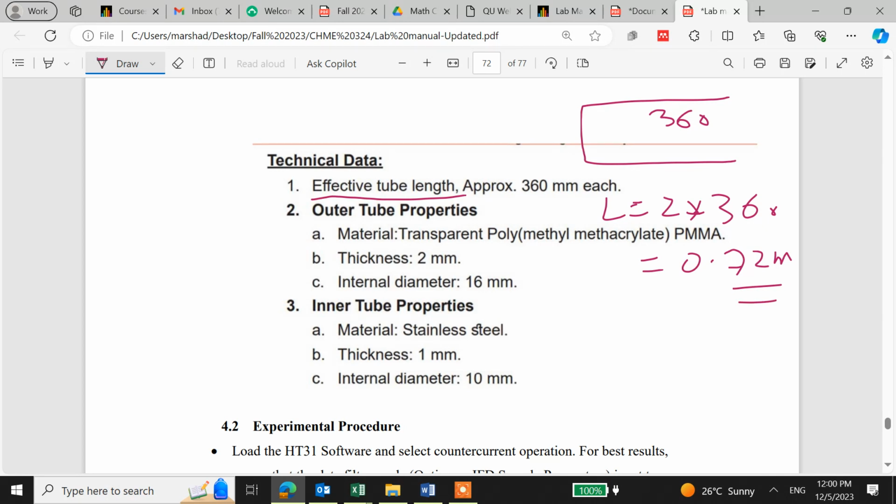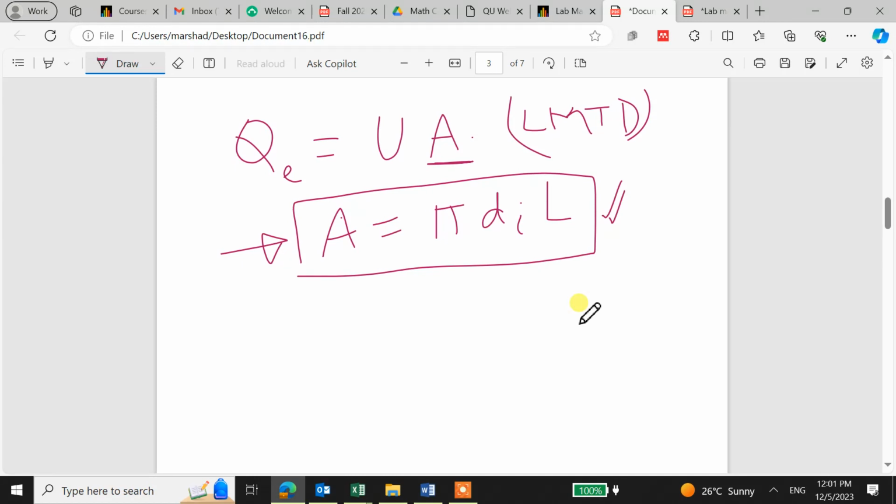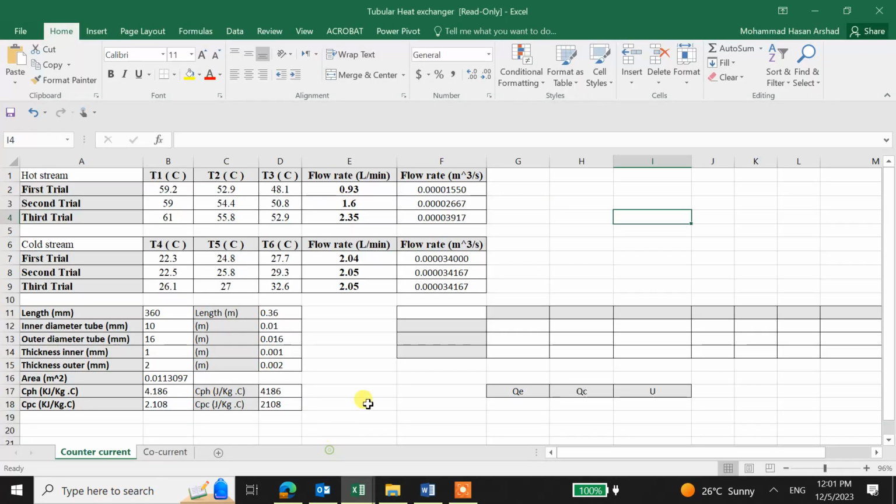Okay. So this is what we have. Let's go to the Excel right away and see here. We have flow rate, T hot in minus T hot out, the temperature. Okay, temperature cold in minus temperature cold out.